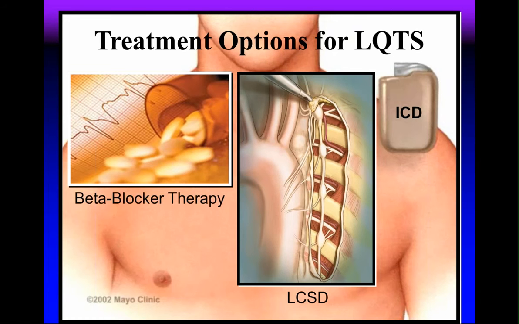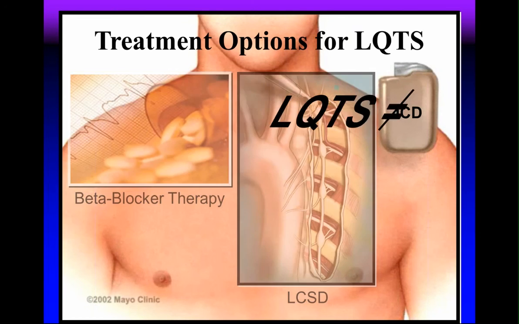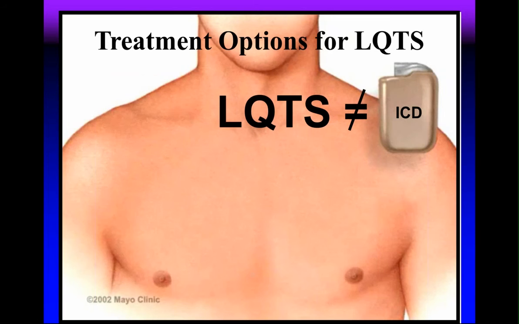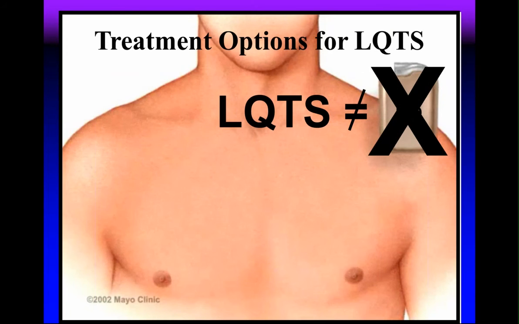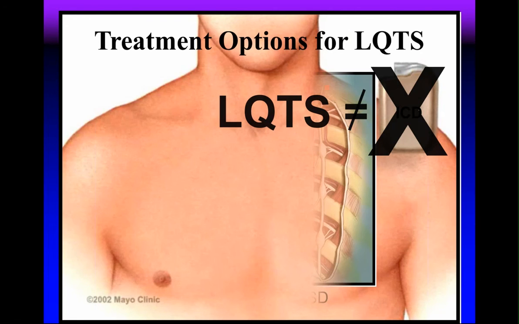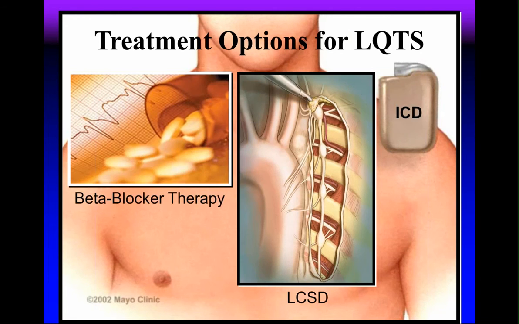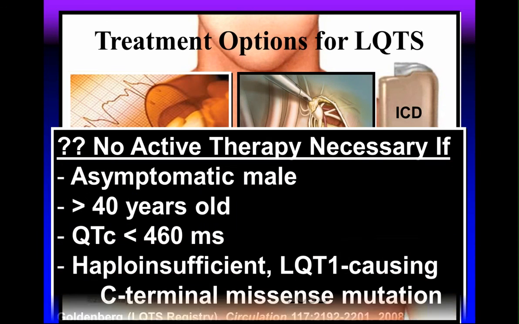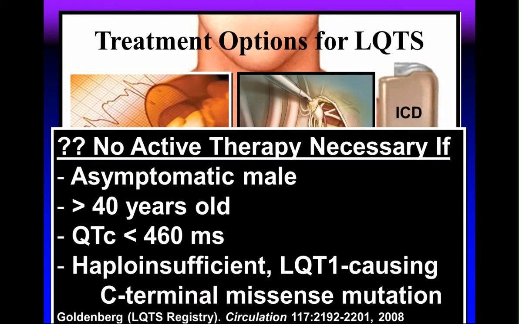I need all of your help listening today to get out the word that the vast majority of patients with long QT syndrome do not need and should not get an ICD. There's an overzealous utilization of ICD going on out there, particularly in the United States. And while most of them only need beta blocker therapy, we are actively pursuing and trying to figure out in which patients even beta blocker therapy is unnecessary.